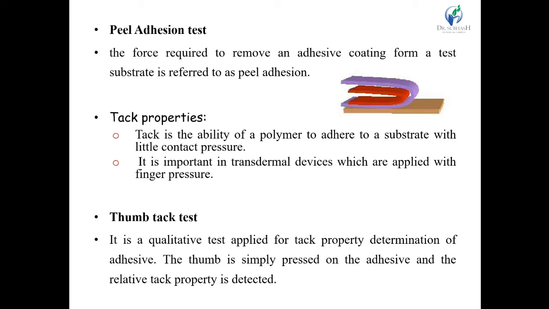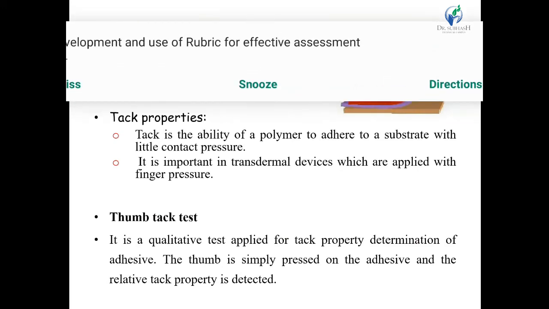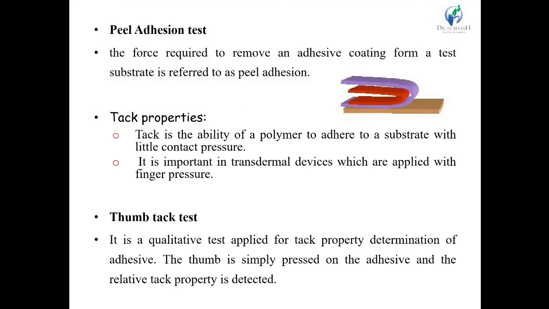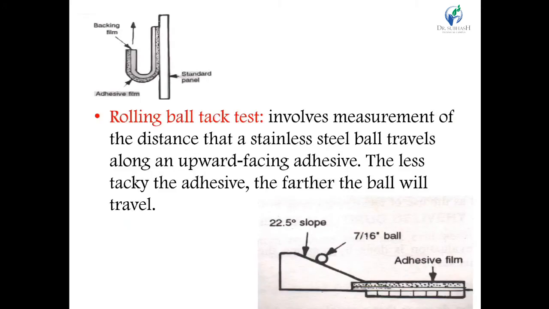Tack property is the ability of a polymer to adhere to a substrate with little contact pressure. By thumb we apply manual pressure and it sticks to the surface. Further, for tack properties there is the thumb tack test. It is a qualitative test applied to determine the adhesive property. The thumb is simply pressed manually on the adhesive and then the relative tack is detected.